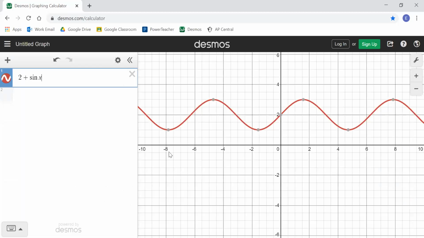All right, and so here we've got 2 plus sine x. That was our original function, right? So from 0 to pi, which is right around there, 3.14, it's concave down, right? And from pi to 2 pi, right about there, it's concave up. Good or no? Good. All right.